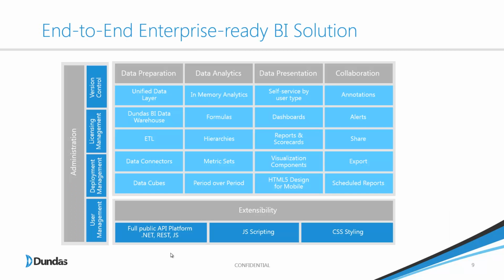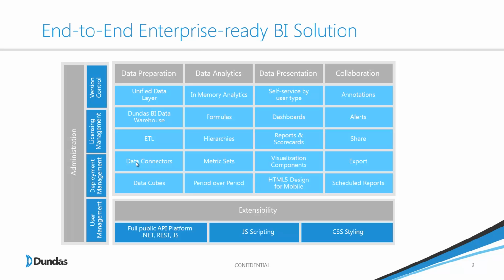So let's drill down more on what you can do with Dundas BI. You are able to connect to any type of data that you have through our many out-of-the-box data connectors. As I mentioned, you can clean, transform, and prepare your data for other people through our ETL layer, which allows you to create OLAP-like structures named data cubes.